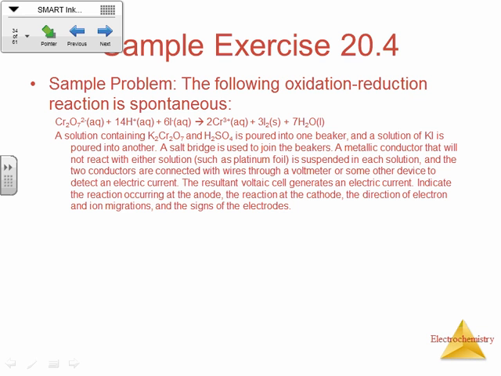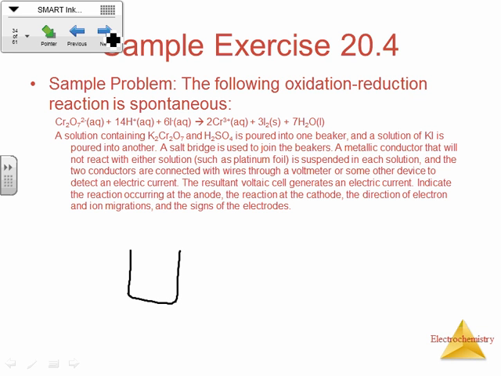A metallic conductor that will not react with either solution, such as platinum foil, is suspended in each solution. And the two conductors are connected with wires through a voltmeter or some other device to detect an electrical current. The resultant voltaic cell generates an electrical current. Indicate the reaction occurring at the anode, the reaction at the cathode, the direction of the electron and ion migrations, and the signs of the electrodes. It's easy enough, right? I think we need a picture. Pictures always help me with this sort of thing. So let's draw a picture here.